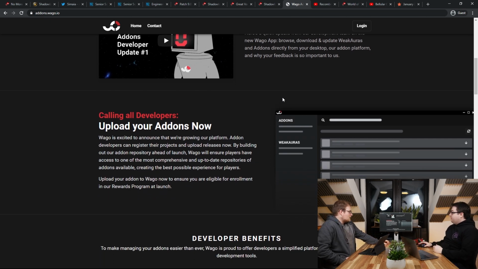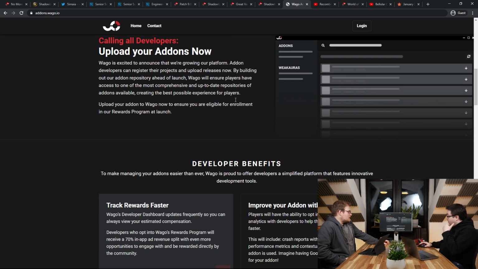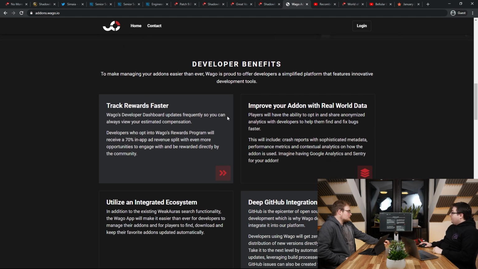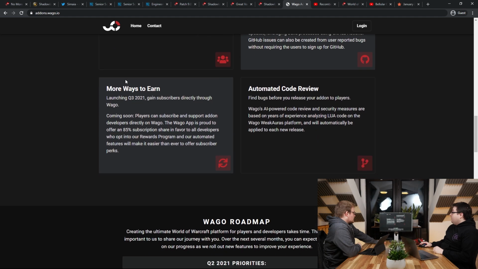You can upload your Addons to them. And here's where they basically meet Overwolf head on. But yeah, so we'll pay you. Or sorry, they won't pay you per se, but it's monetized. There will be a path to monetization here, and that is subscribers directly through Wago in the future.